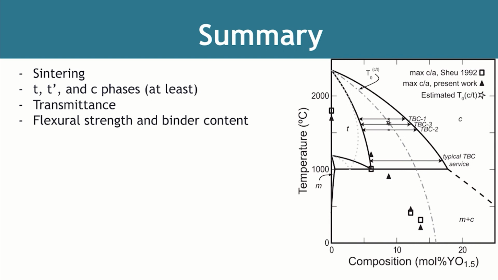We found that the sintering temperature can affect your transmittance, although not in all cases, and it's also the same for the flexural strength, that flexural strength can be affected by the sintering temperature, but not in all cases. It is also important to consider binder content, that a higher binder content can reduce the flexural strength, although it does not affect transmittance in our study.